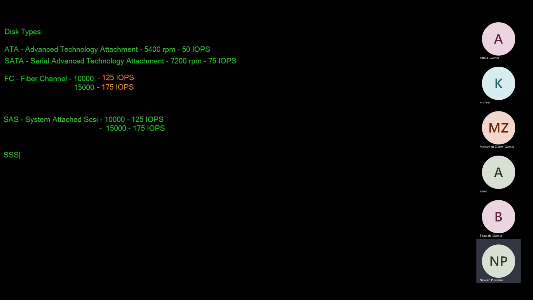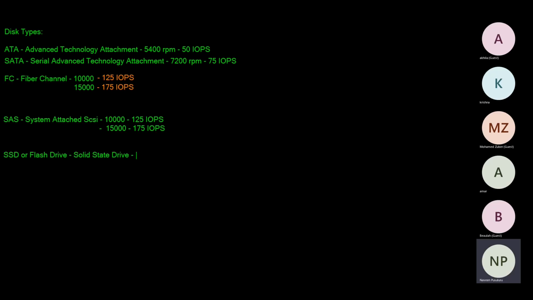Next, after SAS, there is a drive called SSD, or we'll even call it a flash drive. Okay, you can call it either SSD or flash drive. The full form of SSD is solid state drive or disk.